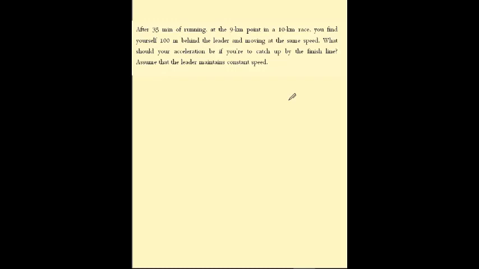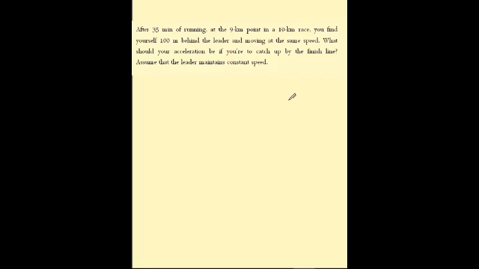After 35 minutes of running, at the 9 kilometers point in a 10-kilometer race, you find yourself 100 meters behind the leader and moving at the same speed. What should your acceleration be if you are to catch up by the finish line? Assume that the leader maintains constant speed.